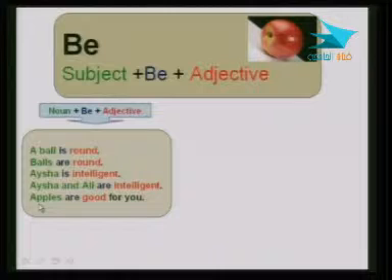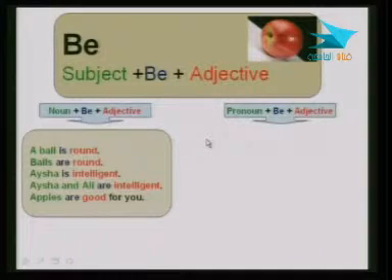And apples are good for you. Apples, more than one. If we only have one, we would say an apple is good for you. This apple, anything like that, is good for you. So this is the first form of examples: nouns, verb be, and adjective. We can also have pronoun, verb be, and an adjective.